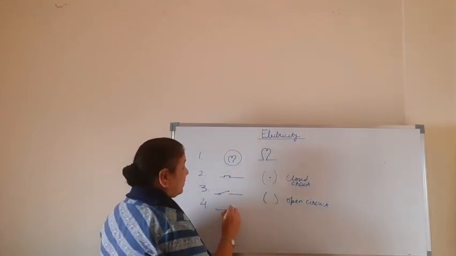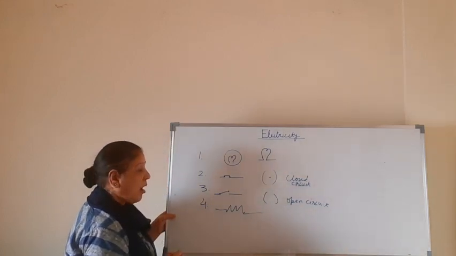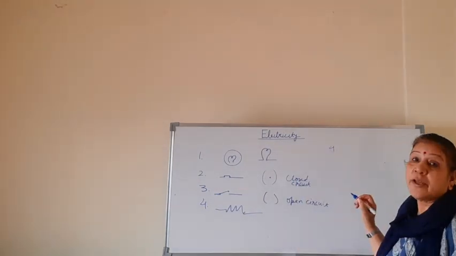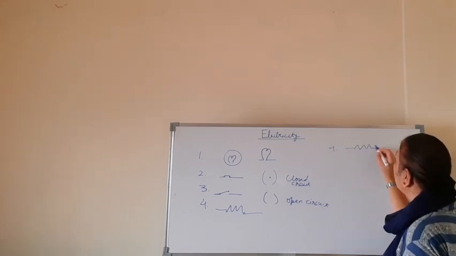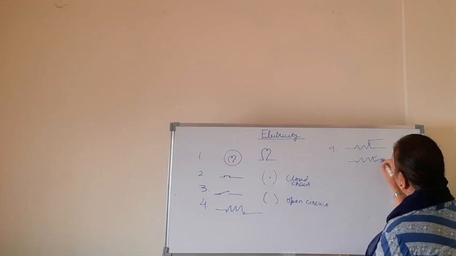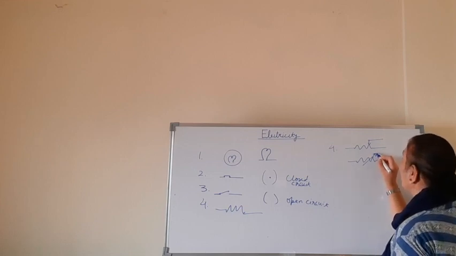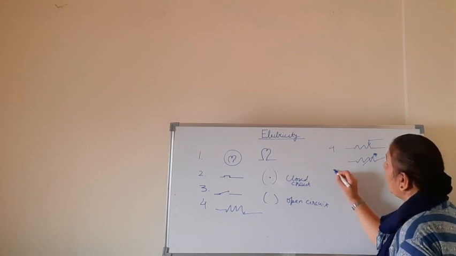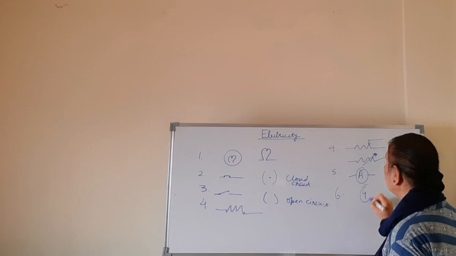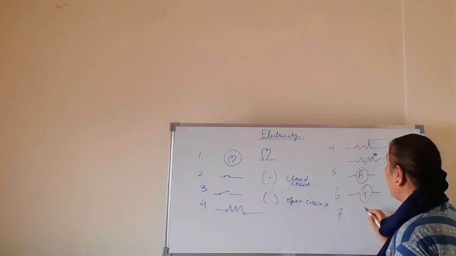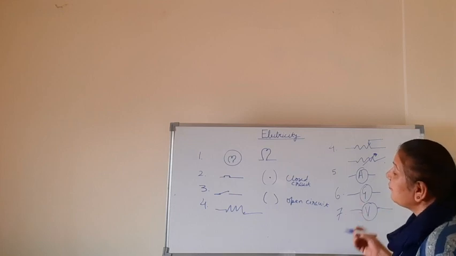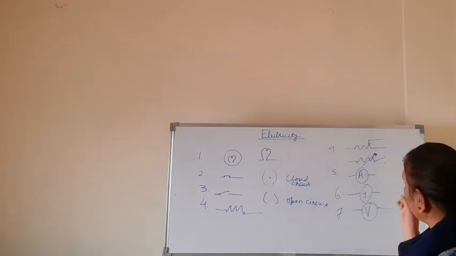For resistance wire, we will show like this. For a rheostat, you'll go to the lab and you'll get to know, the rheostat can be shown like this. It's a variable resistance, or this way also we can show it. We can show it like this also, with an arrow here. So this is a rheostat. For an ammeter, we can show like this. For a galvanometer, it is shown like this. For a voltmeter, I'm going to explain what is electric potential, and there you'll get to know, the voltmeter will be shown like this. So these are a few examples.